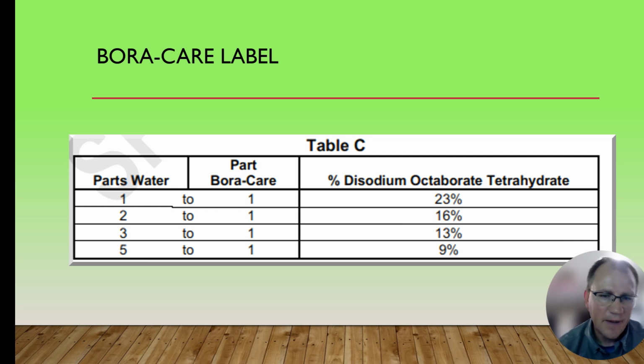Again, it talks about the parts of water to parts of BoraCare on here. It's indicating 1 gallon to 1 gallon or 2 gallons of water to 1 gallon of BoraCare, and so forth. But this shows you the finished dilution percentage. So basically you can see on a 1-to-1 scenario, you get a 23% finished dilution, whereas if you go 5-to-1, you've got a 9% finished dilution. These types of things are going to be important for you to know to explain to your customers and also for your service tickets after you're done with the service.